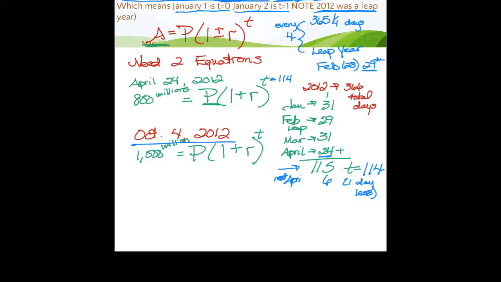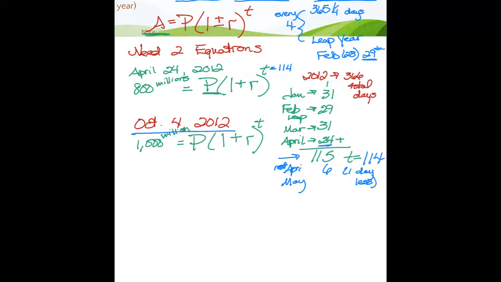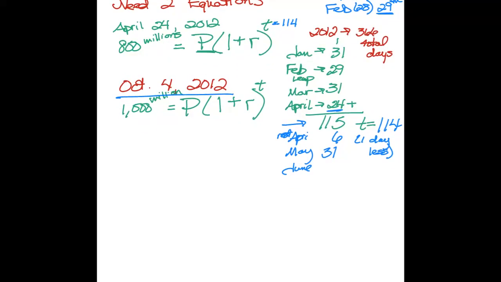Okay. Then we have May. How many days are in May? 31. June. How many number of days in June? 30. How about July? 31. How about September? 30.